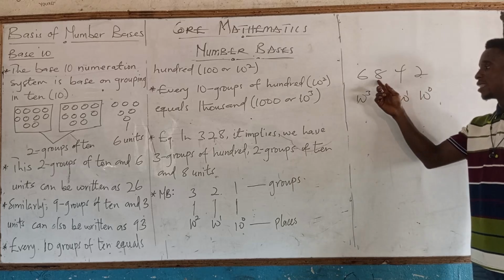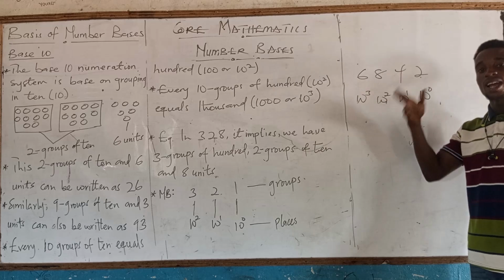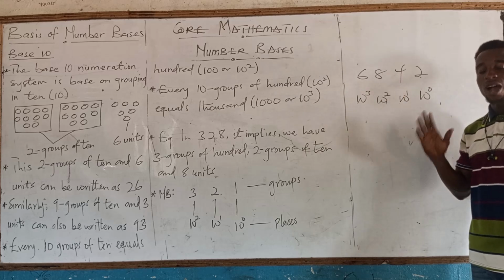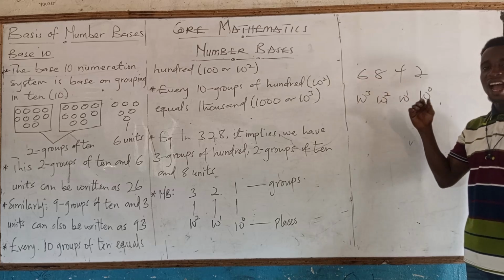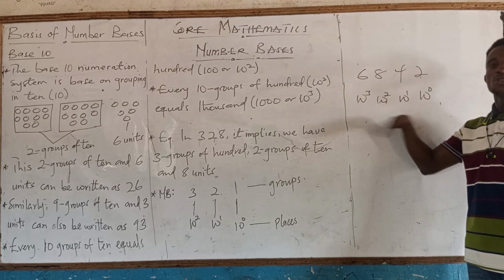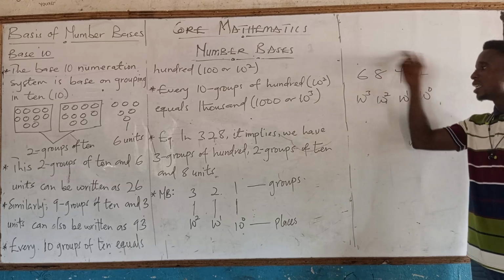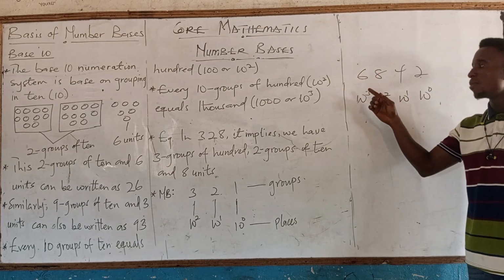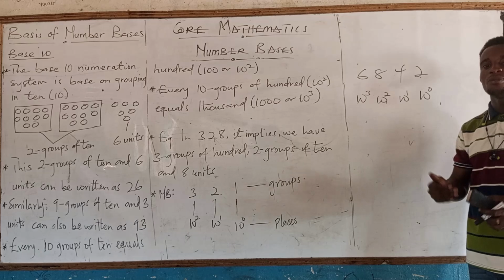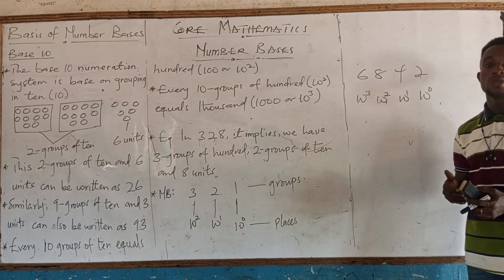And this 8 is telling me I have 8 groups of 100. And 8 times 100 will get us 800. Are we getting that? That is the idea. So in every base 10 we are having their groups and also their places. Are we getting that? So to get the number of units in this, what do we do? We multiply each group by its place, then we sum them up. And this one will lead us to the number of units we have.